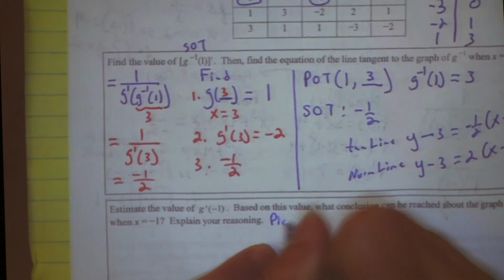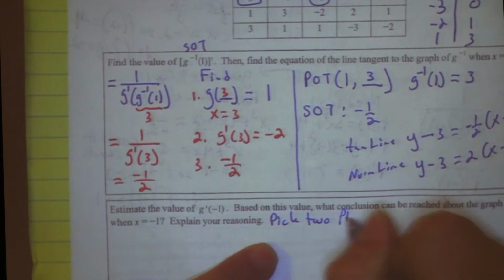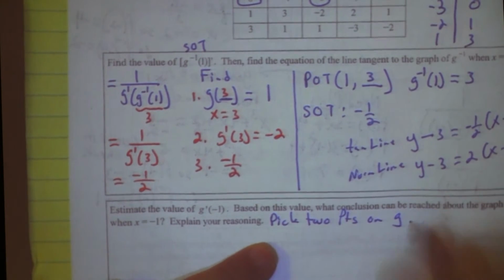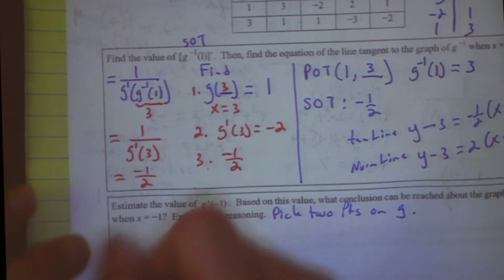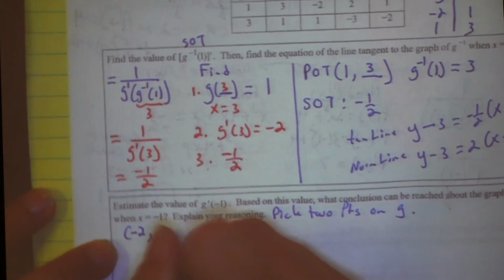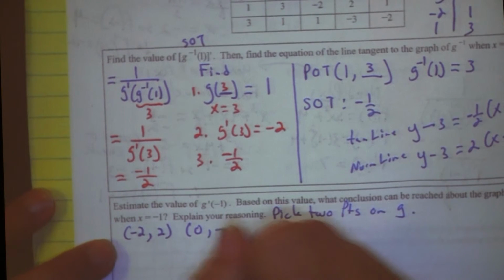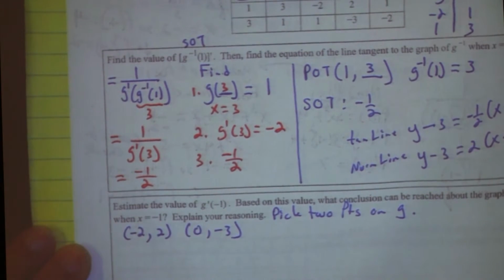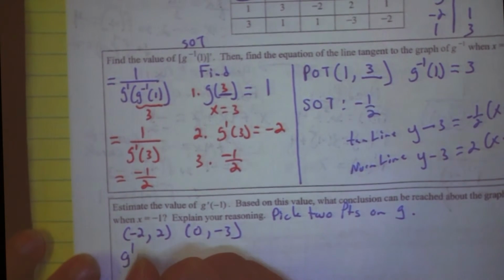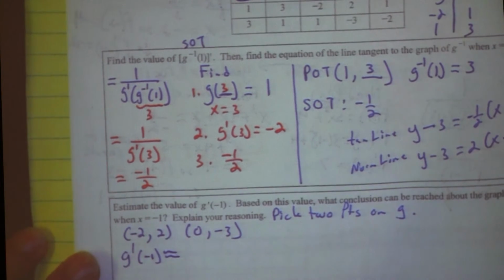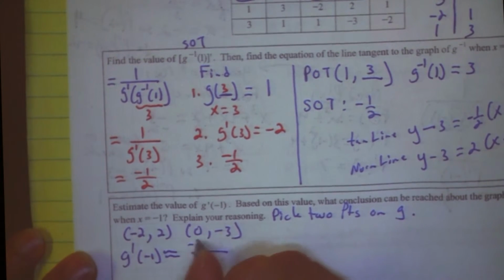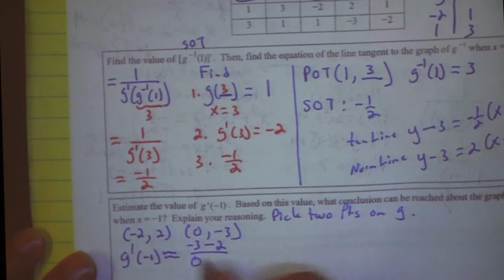All right, so what do we need here? All we needed was to pick what? 2 points on the graph of g. And what were those 2 points that you picked? Negative 2, comma 2, and the other one was 0, comma negative 3. We can use those 2 points, since they're close to it, actually, to estimate the slope. So g prime at negative 1 is approximately going to be what? Negative 3 minus 2 over 0 minus negative 2, so that becomes plus, so we get negative 5 over 2.